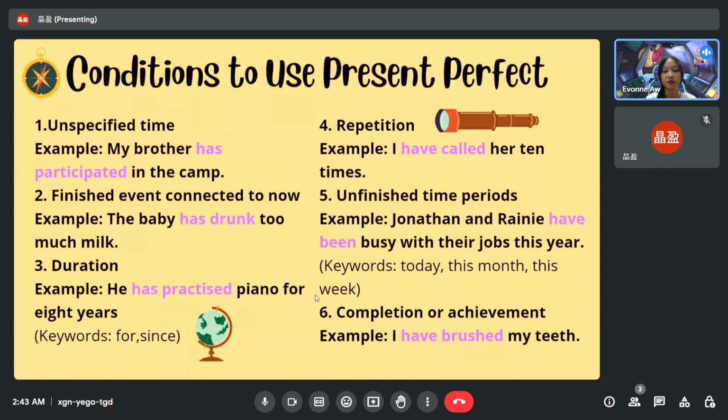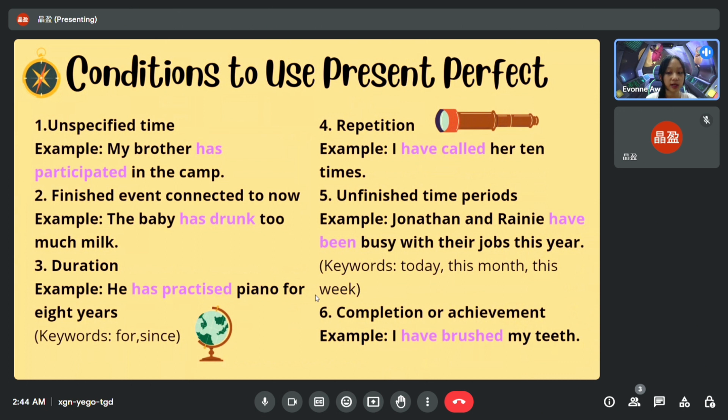The conditions to use present perfect contain 6 conditions here. The first one, unspecified time. My brother has participated in the camp. The second, finished event connected to now. Example, the baby has drunk too much milk.